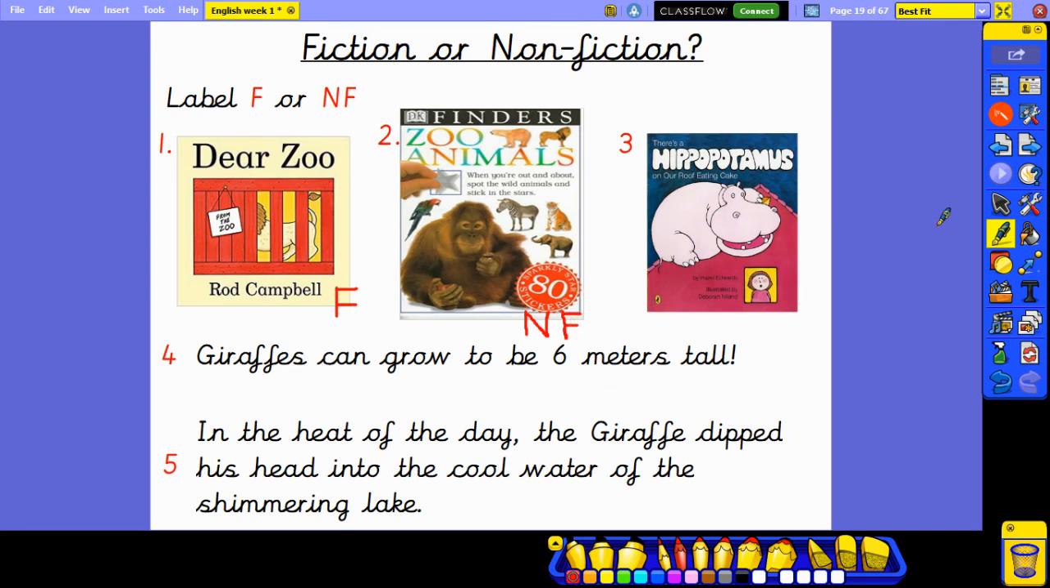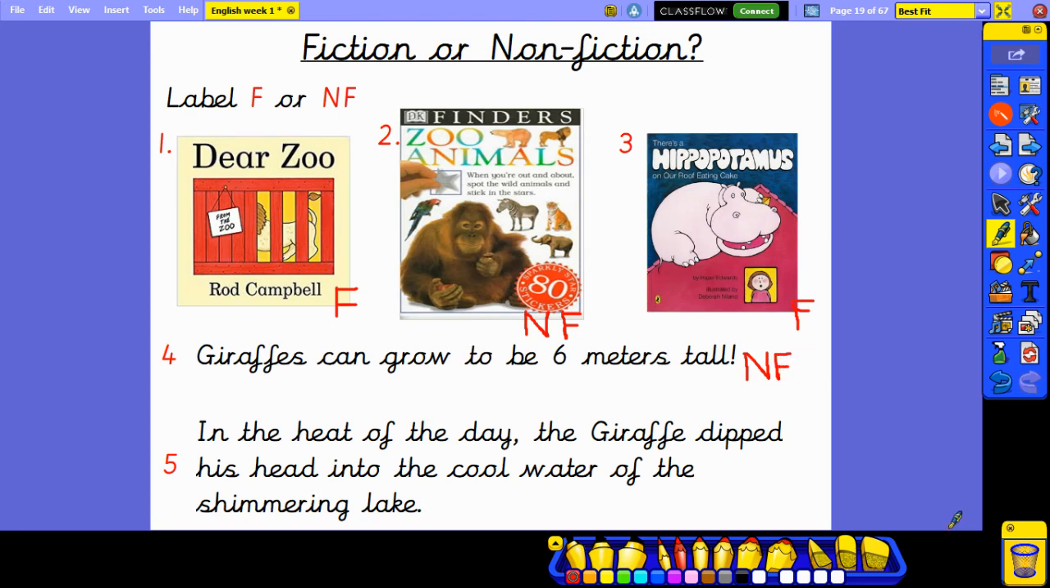Number 3, this book is called There is a Hippopotamus on Our Roof Eating Cake. I don't think that happened in real life. This is a fiction text. Number 3 was fiction. Number 4, giraffes can grow to be 6 meters tall. That is a piece of information, and that is true. Number 4 was a non-fiction sentence. It's a fact.